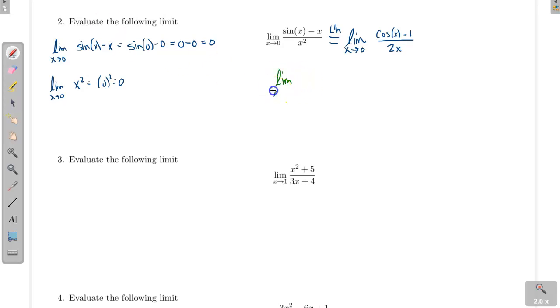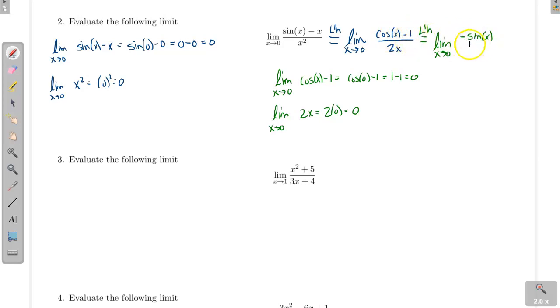So I'm going to show these limits. Just doing it real quick. Putting in 0, I get 0 over 0 again. So now I can do L'Hopital's rule again. The derivative of cosine of x is negative sine of x. Derivative of 1 is 0, so it goes away. Derivative of 2x is 2.